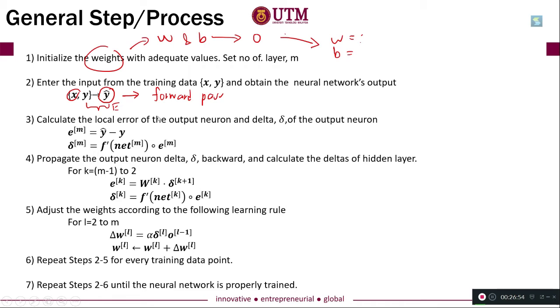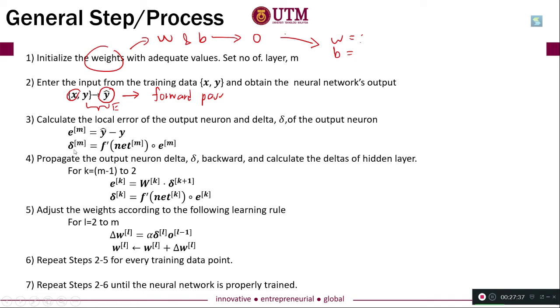Once you know the error, that is step number 3. Calculate the local error of the output neuron and delta. So this is how you calculate. Again, this one and this one come from this step. Once you know this one, then you get your local error there. So this represents the local error belonging to your output layer. Again I use bold fonts there, meaning that this is a vector. Once you find this one, then you need to do the Hadamard product, or piecewise multiplication, between your E and your F prime to get your delta M.